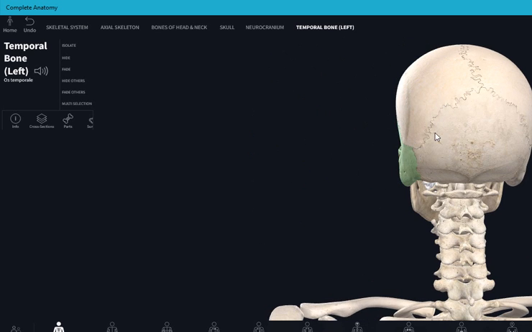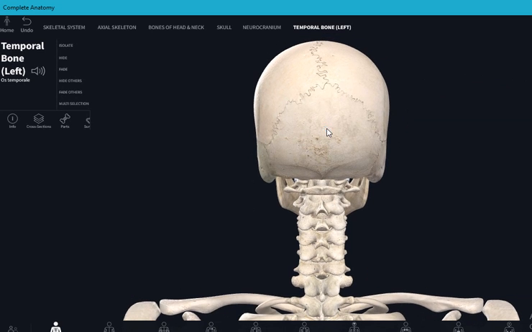Now, going down to the posterior view of the head, we can see the 2 parietal bones, the occipital bone, and the temporal bone here. This suture here is going to be called the sagittal suture, and this is similar to the sagittal plane. We know that the sagittal plane divides the body into the left and right side.